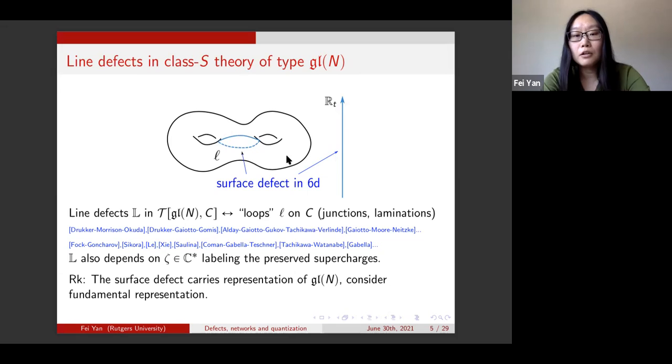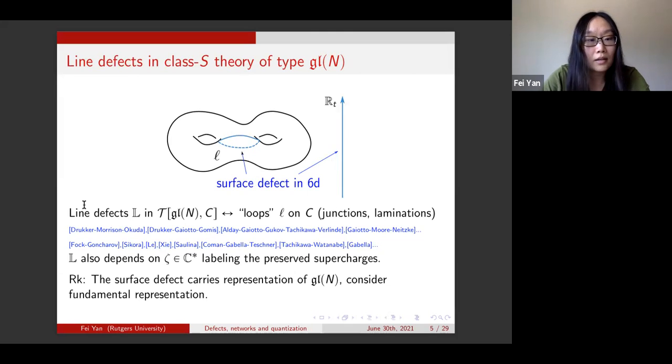By little loops, I put quotation marks here because for a complete picture, in the presence of so-called irregular singularities, you would include collections of open paths, so-called laminations, and in general you could also have junctions between different paths on the Riemann surface C. But today, I will only talk about the loops on C.